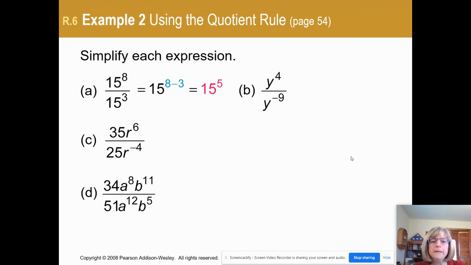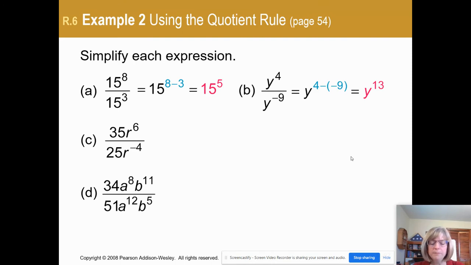For example B, I can do example B one of 2 ways. I could use the quotient rule, the top exponent minus the bottom exponent, and get y to the 13th, or I could think about the definition of a negative exponent and move the y to the negative 9th up to the top of the fraction. So then I would have y to the 4th times y to the positive 9, and I would take advantage of the rule that says add the exponents. Either case, you're going to have y to the 13th power.